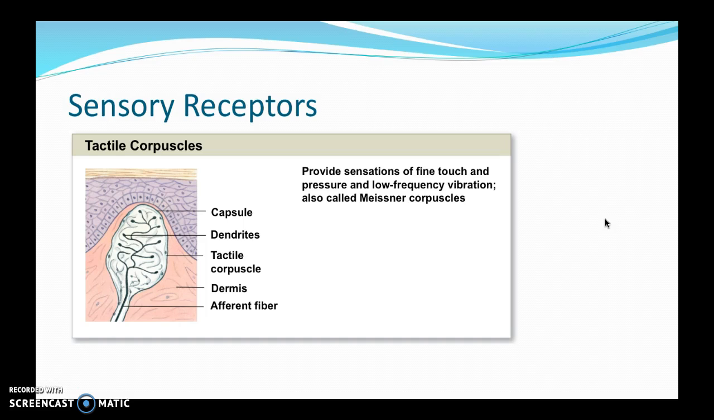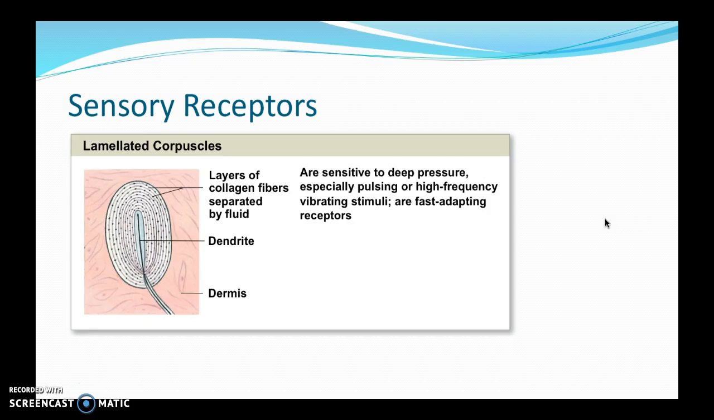The tactile corpuscle is in the upper portion of the dermis. Notice that there is a connective tissue capsule surrounding the dendrites of this sensory neuron. These respond to fine touch and pressure stimuli, as well as some vibration.